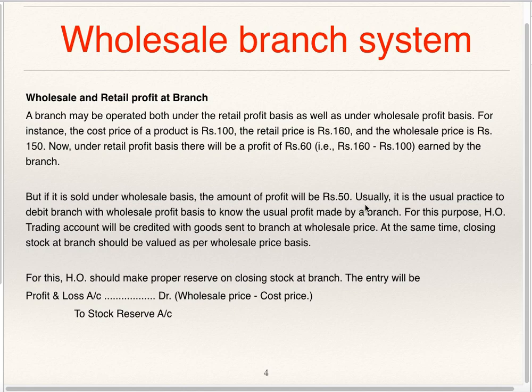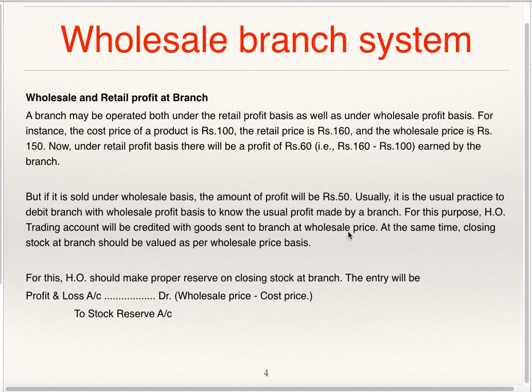Profit will be 50. It is the usual practice to debit the branch with wholesale profit basis to know the usual profit made by a branch. For this purpose, head office trading account will be credited with goods sent to branch at wholesale price. At the same time, closing stock at branch should be valued as per wholesale price basis. Closing stock at branch should be valued on wholesale price basis and head office trading account will be credited with goods sent to branch at wholesale price.